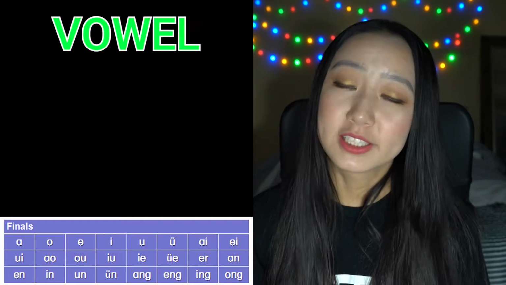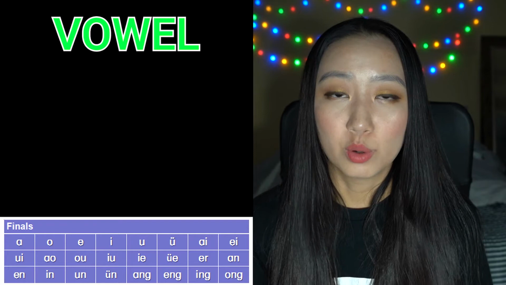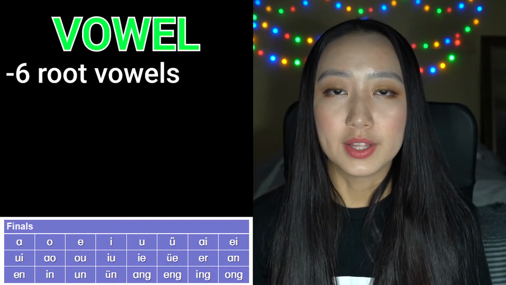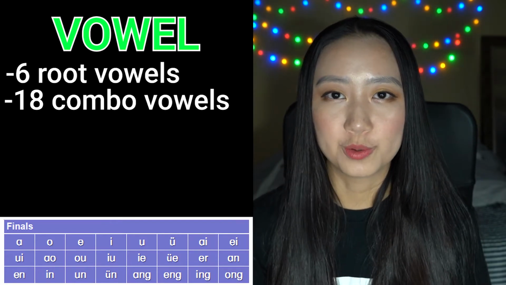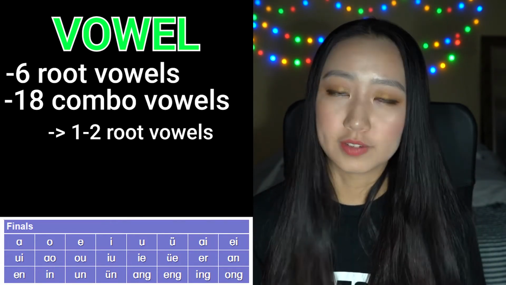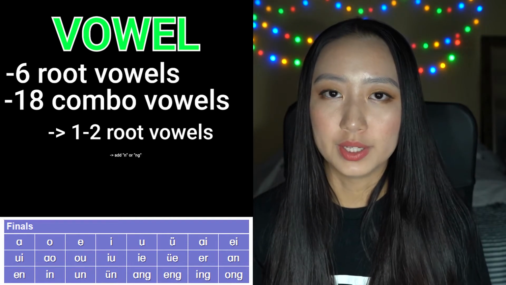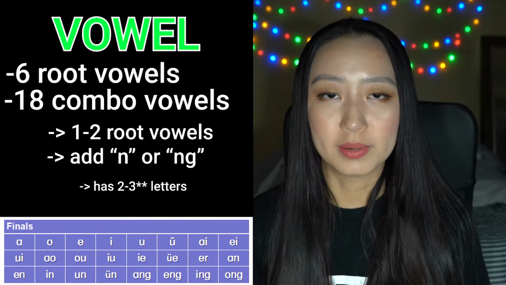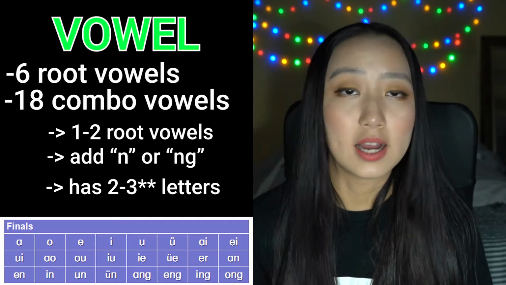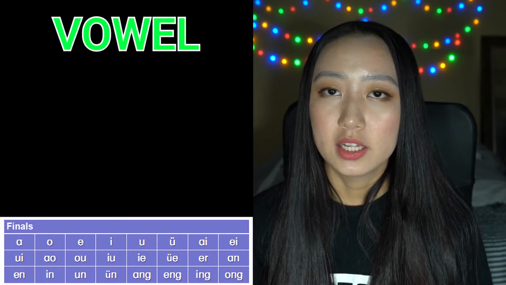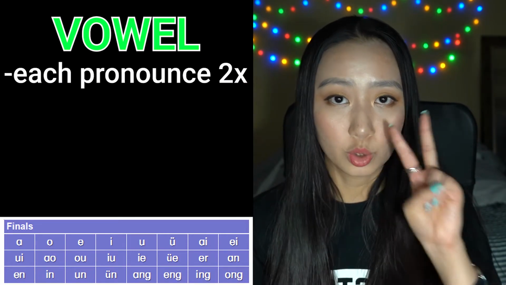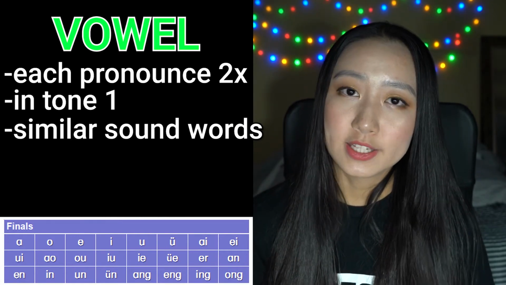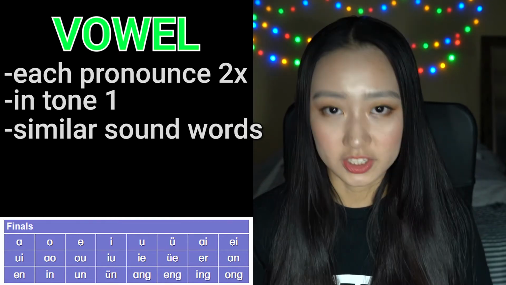Alright, now I'm gonna go over the vowels. And I will only be teaching how to pronounce the 6 root vowels in pinyin because the 18 combined vowels are formed using 1 to 2 letters from the root vowels, and sometimes they also end with the letter N or NG. So some combined vowels you have are as long as like 4 to 5 letters long. And each vowel I'll be teaching will be pronounced twice in tone number 1. And I will also be providing similar sounding English words from the English dictionary.